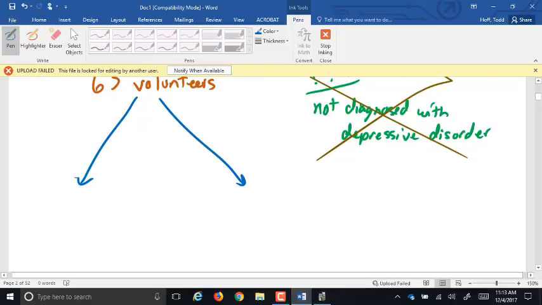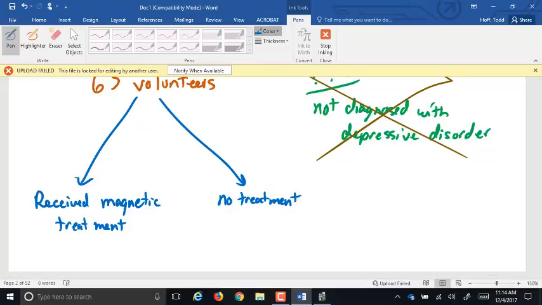There's two groups. One group received the magnetic treatment, right? The electromagnetic treatment. What did they do with the other group? They didn't use it on them. But what did they do to them?